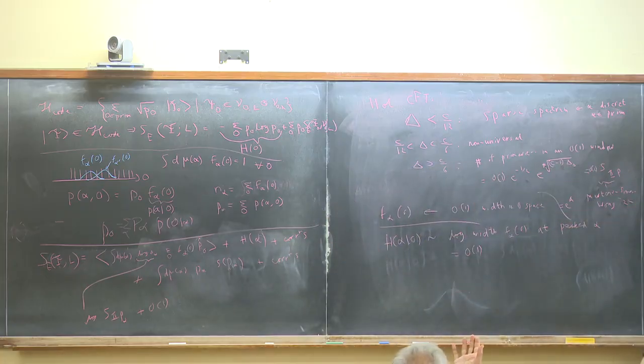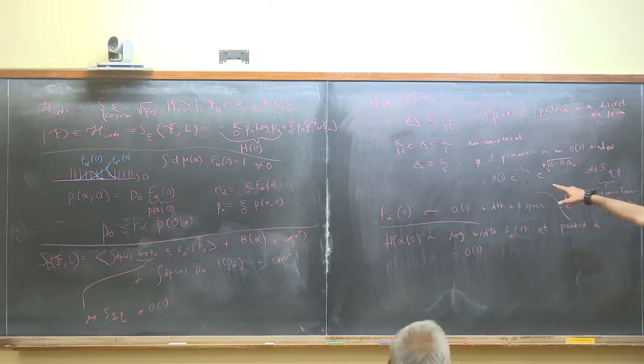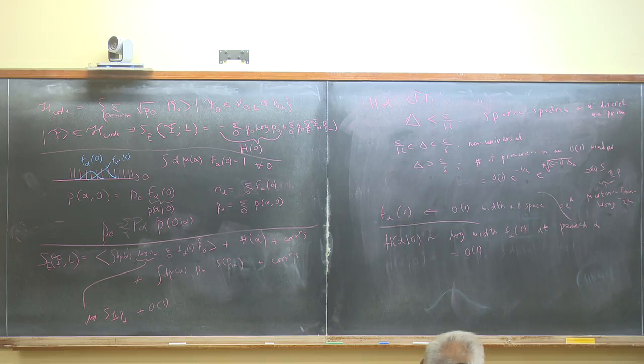Can I ask you something about the area being identified like this? Except for some very small correction, it's the entropy of the black hole, right? That's true. I mean, if I'm working to leading order, yes, this is the area. I agree. This is the microcanonical entropy. That's right. This is the final result. Again, I am emphasizing that this is the final result.